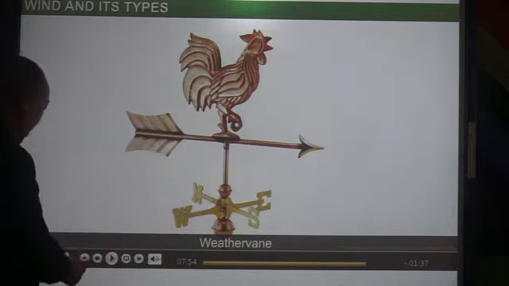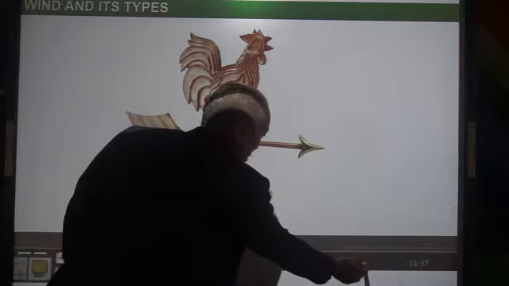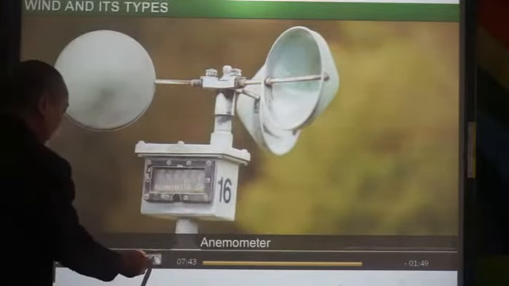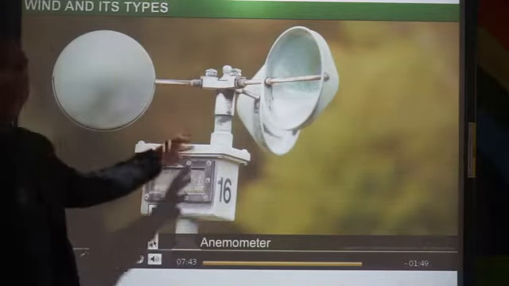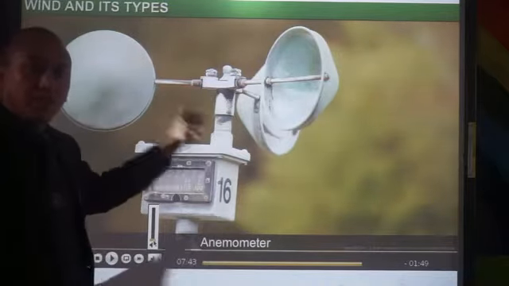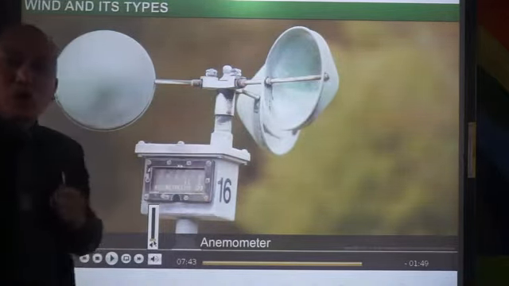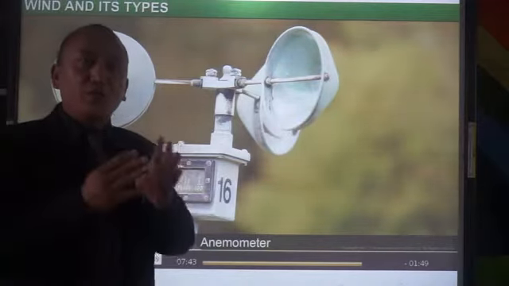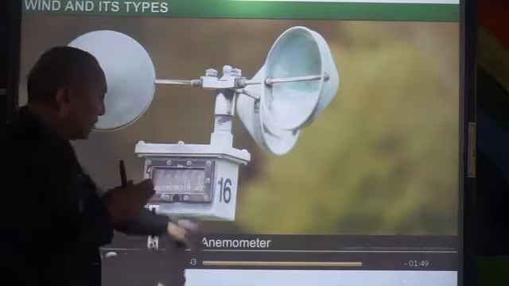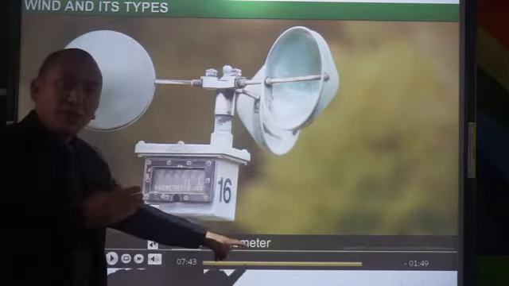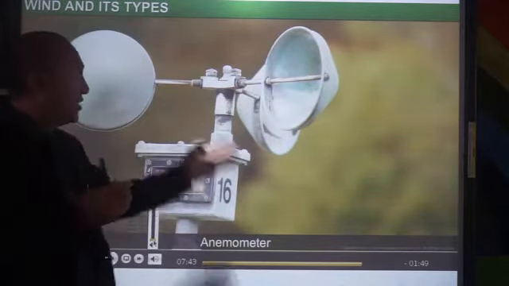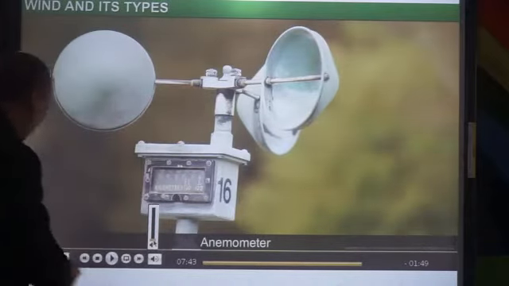Okay, and then we also have an instrument here, which is called the anemometer. See, this is the anemometer. This records the speed of the wind. The first one I told you is the weathercock, which measures the direction of the wind, which shows us from where the wind is blowing. And this instrument is called the anemometer. It records the speed of the wind, how fast it blows. That is recorded by this anemometer.